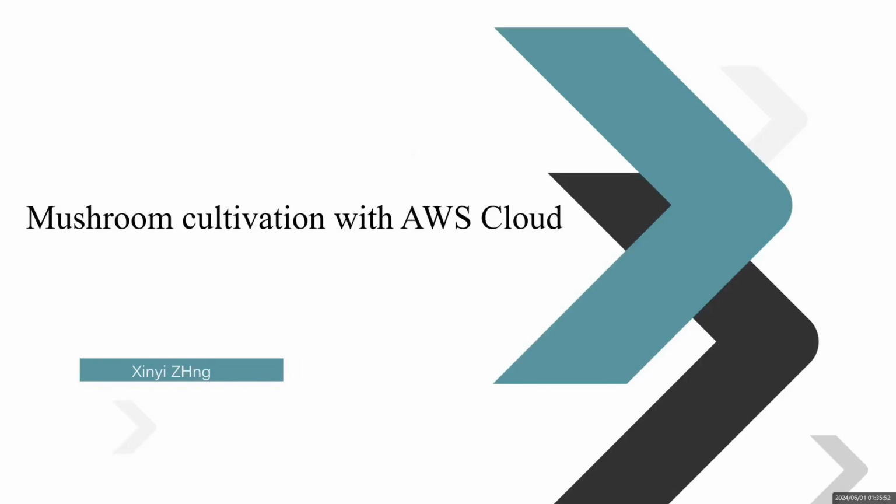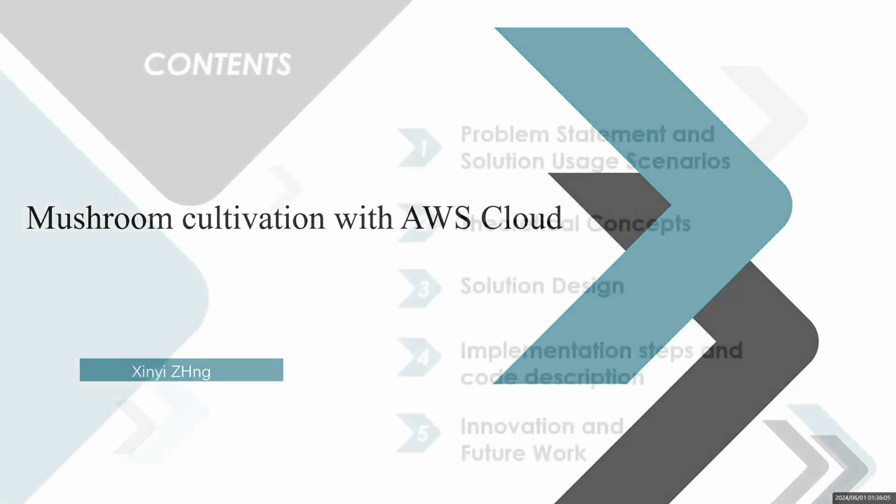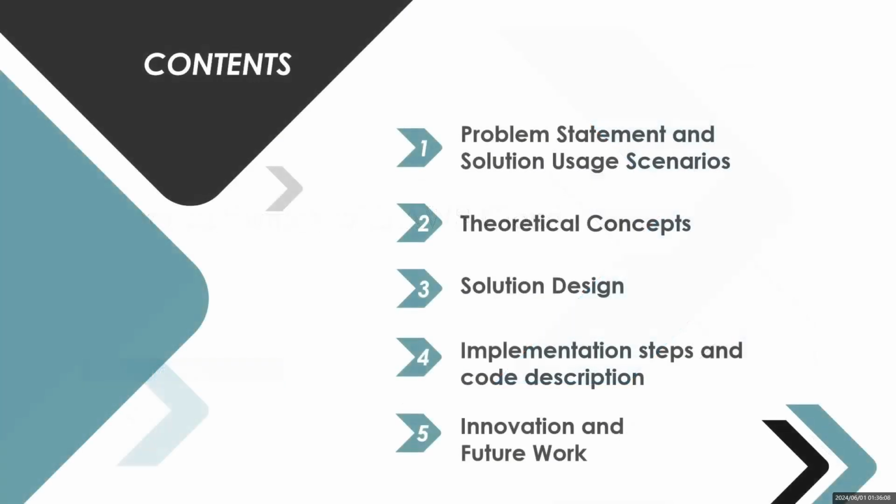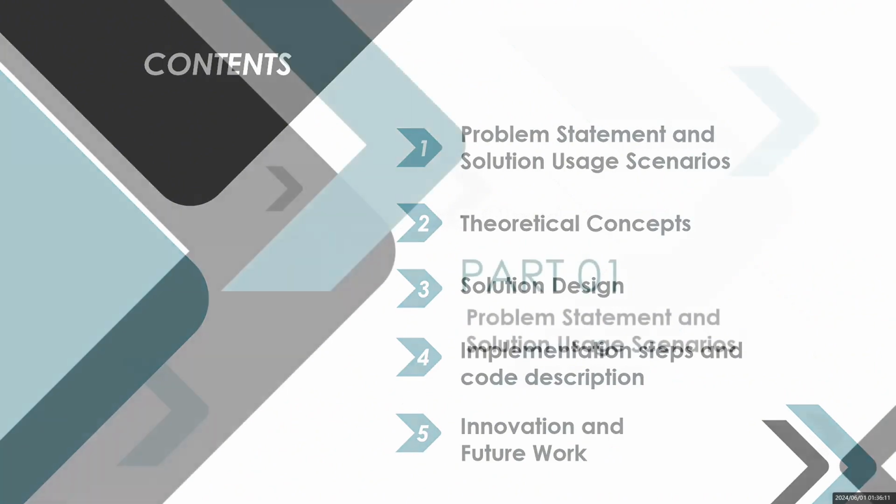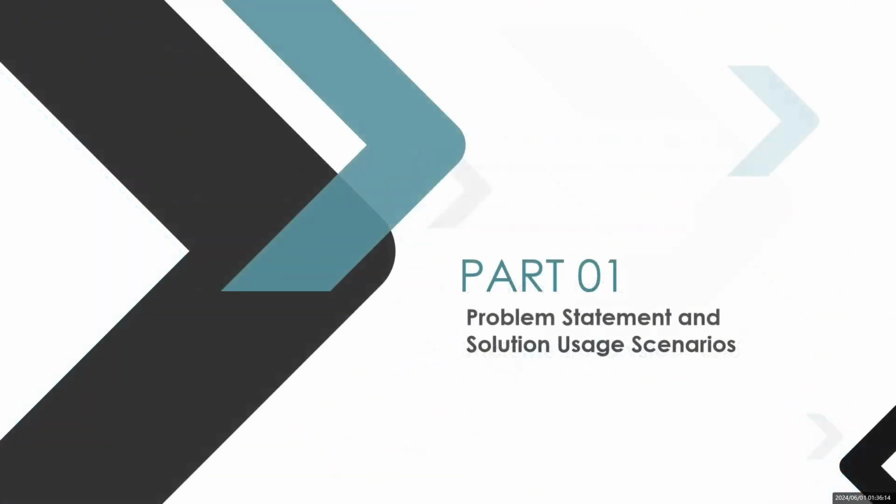Hi, Professor. Let me show you my assignment to project the mushroom cultivation with AWS cloud. It comes with 5 parts, and now let's begin with the first part, problem statements and solution usage scenarios.